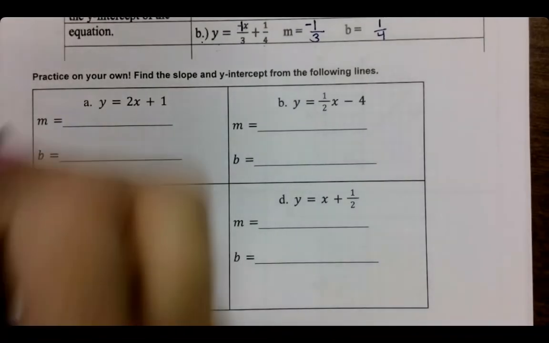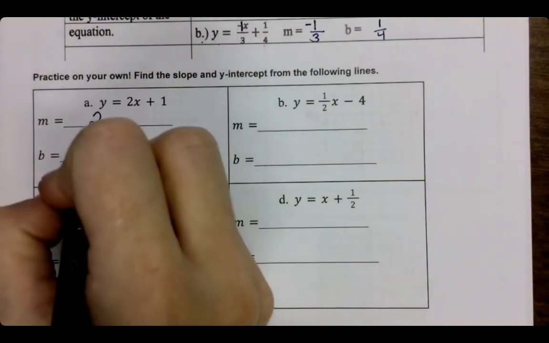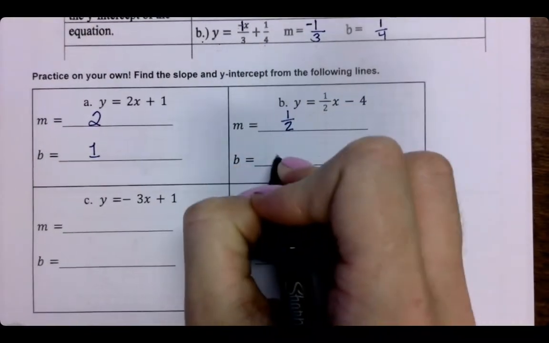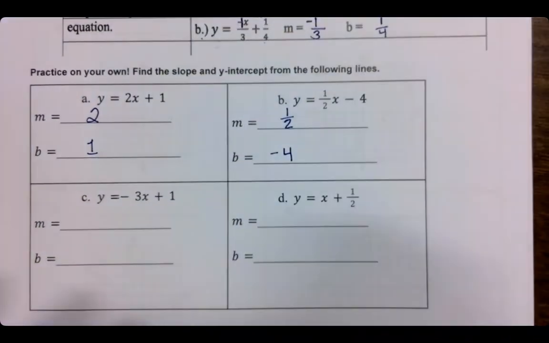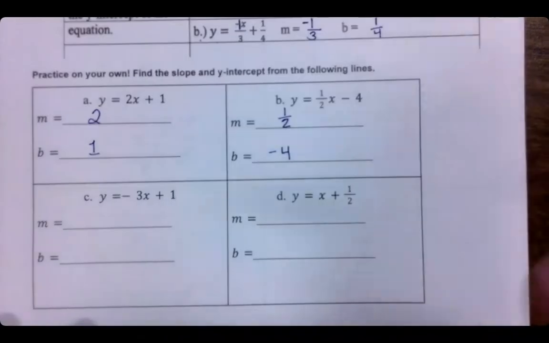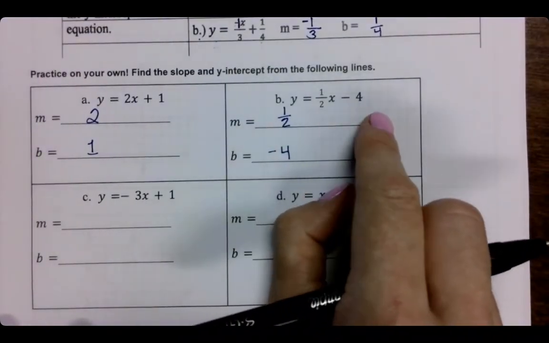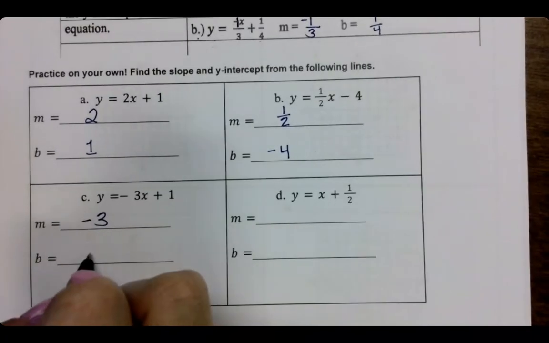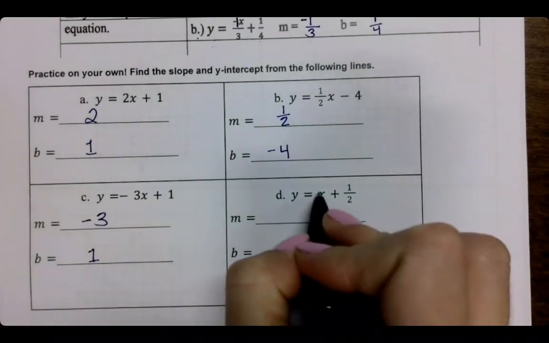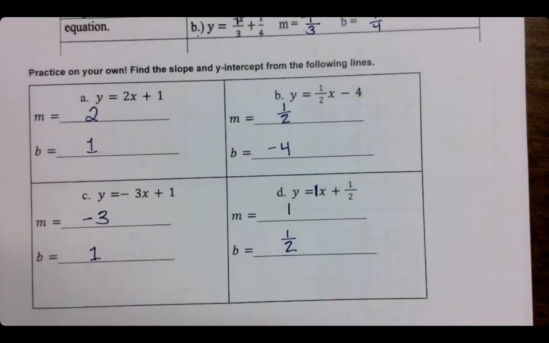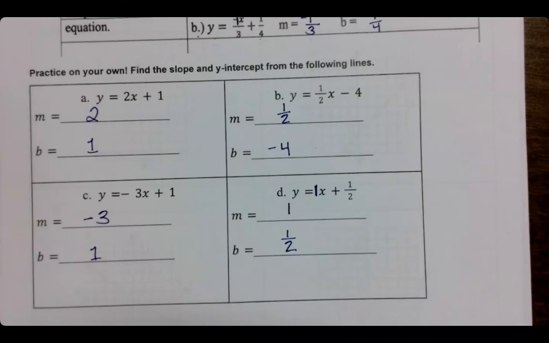Welcome back. Our m should have been 2. Our b is 1. Our m is 1/2. Our b is negative 4. Make sure you take the sign with it, right? These were positive 5, positive 1/4. So now this is a negative 4. All right. M should have gotten negative 3. And then we should have had positive 1. M was an invisible 1 in front, and b is 1/2. Hopefully you feel pretty darn good about that.